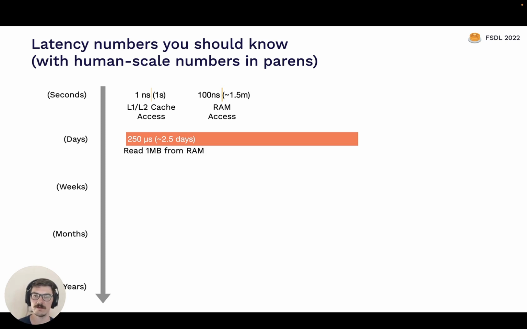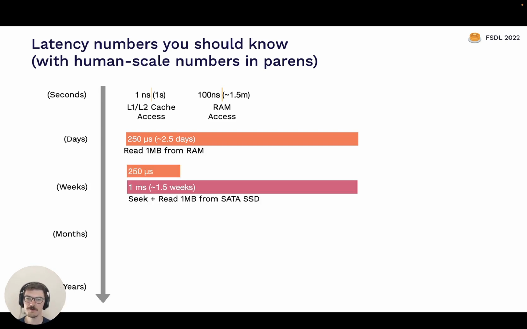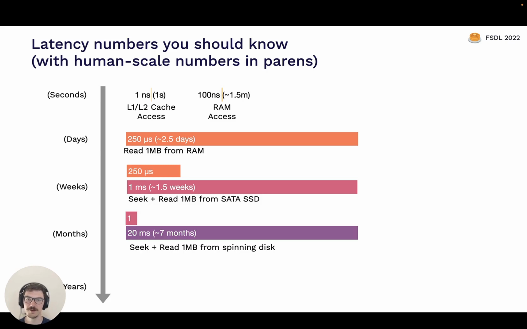And then that's just kind of finding something in RAM, but reading a whole megabyte sequentially from RAM is now 250 microseconds, which if the cache access took a second, now it's taken 2.5 days to read a megabyte from RAM. And if you're reading a megabyte from a SATA connected SSD drive, now you're talking about weeks, so it's 1.5 weeks. And if you're reading one megabyte of data from a spinning disk, now we're talking about months.